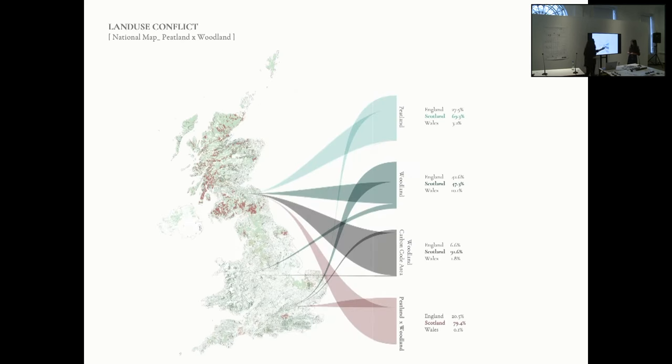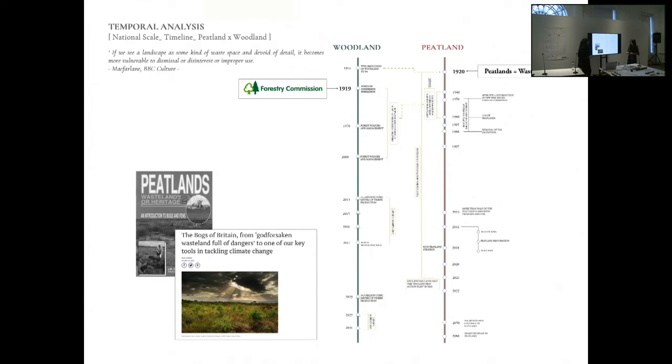And by zooming into the UK, we have also mapped peatlands, woodlands, and their intersection, all three categories most notable in Scotland. This conflict is not recent. Since the early 1900s and since the formation of the Forestry Commission, peatlands were considered as wastelands.